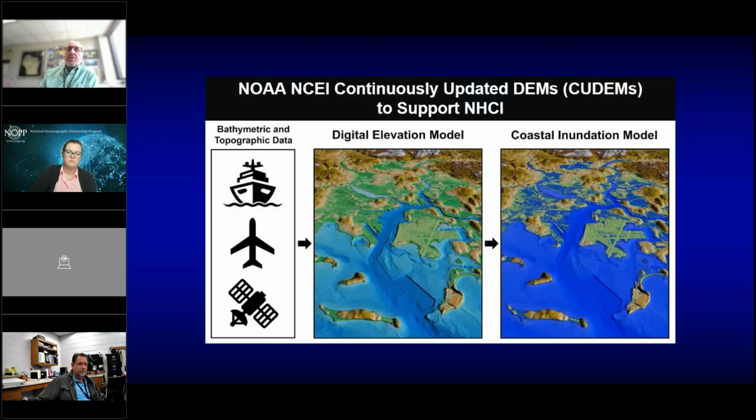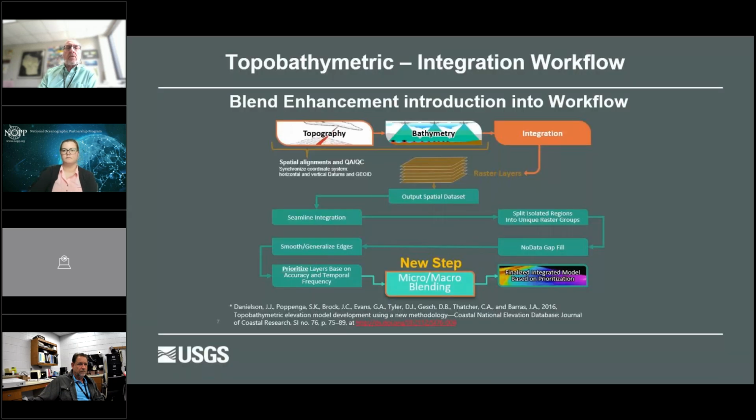The second main source of TBDEMs is what's known as CUDEM. That stands for Continuously Updated DEMs, and these are produced by NOAA NCEI, the National Centers for Environmental Information. I'll have some more details on both of these: CoNED, the Coastal National Elevation Database, and CUDEM, the Continuously Updated DEMs. These are coastal elevation sources. Here is a brief overview of the production procedure, or workflow.